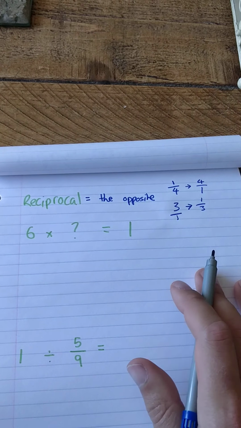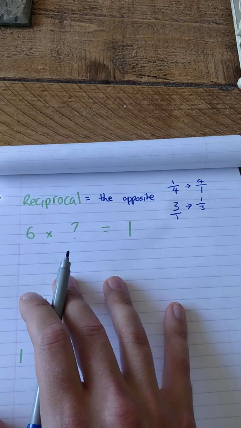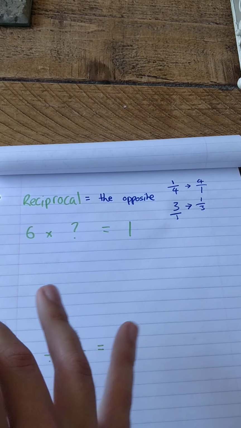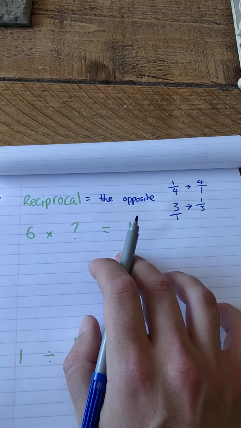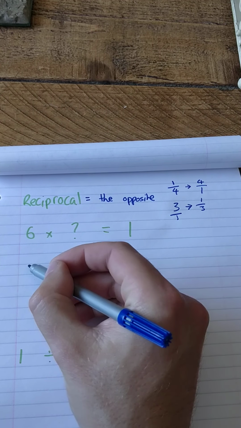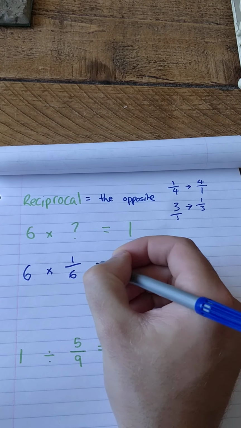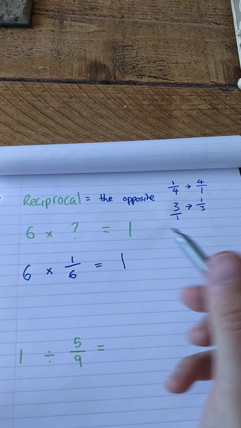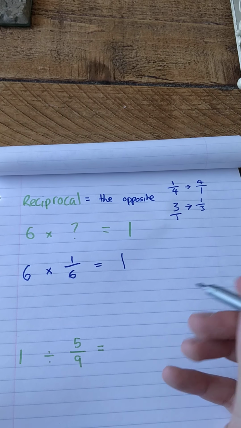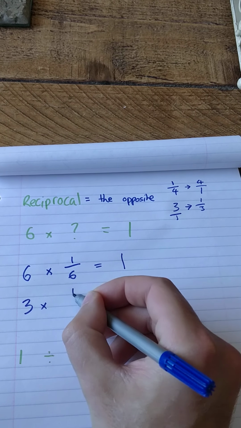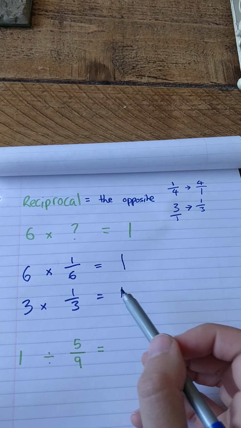So one thing that you have to be aware of when using reciprocals: if you multiply by a reciprocal, so multiply by the opposite, you always get 1. What I mean by that is if you got 6 and you multiply it by 1/6, that means you get 1. So if you have 6 sixths, then you get 1. And the same would be if you had 3 times 1/3, you'd get 1. Multiplying by the reciprocal gives you 1.